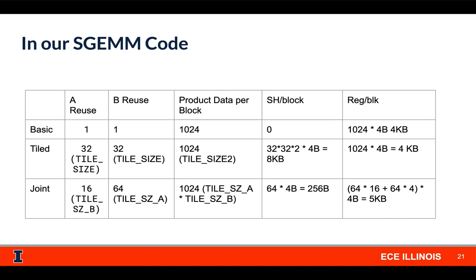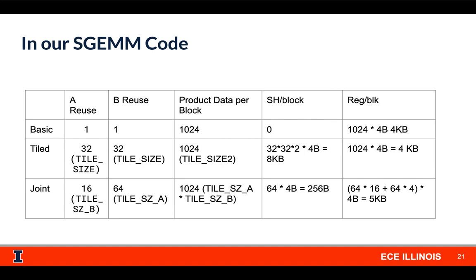So this is just sort of a summary of where the reuse comes from. So we don't have any reuse in the basic matrix multiplication. Per block, we're going to produce 1024 results because we have a 32 by 32 thread block. We don't use any shared memory, and we use 1024 registers per block to create the product matrix values, right? Because each thread is creating one product matrix value.